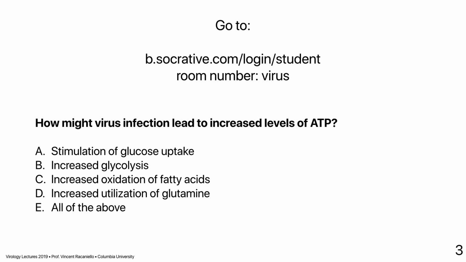How might virus infection lead to increased levels of ATP, stimulation of glucose uptake, increased glycolysis, increased oxidation of fatty acids, increased utilization of glutamine, or all of the above? It's all of the above, which most of you got. Everything: stimulation of glucose, increased glycolysis, increased oxidation for some viruses, increased utilization of glutamine.